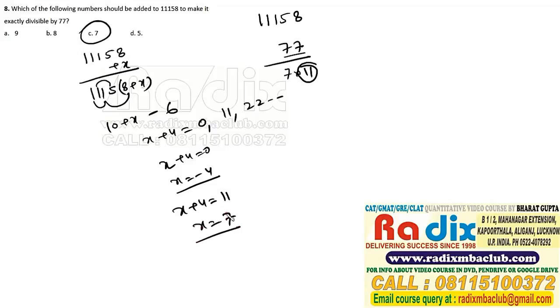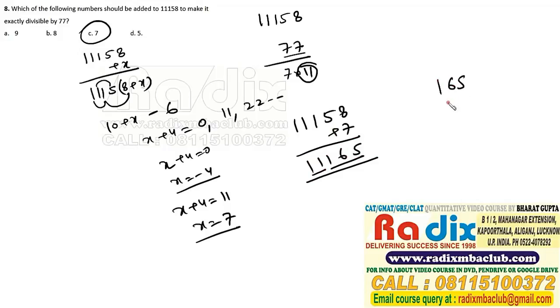Now if we add 7 to this number, it becomes 11158 plus 7, which is 11165. Now we will check divisibility by 7. The divisibility rule for 7 uses triplets: 165 minus 11 gives 154. This number is divisible by 7 as well. So the answer is option C.